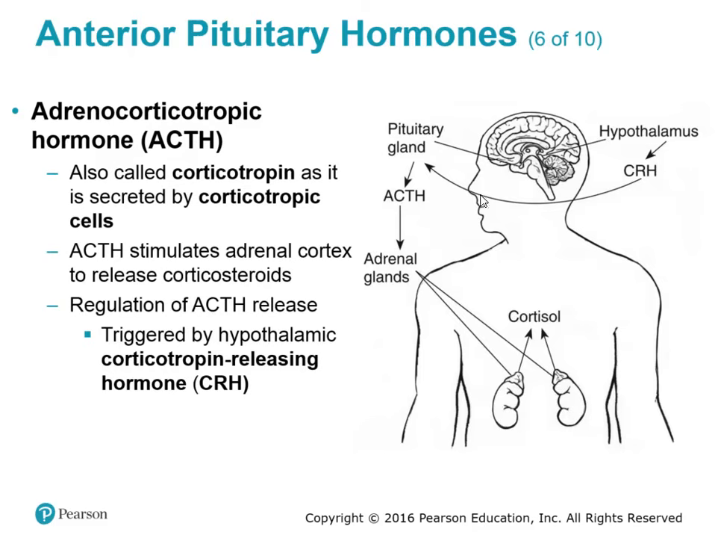So the hypothalamus will secrete its corticotropin releasing hormone. That's going to trigger the pituitary gland to secrete ACTH. ACTH stimulates the adrenal glands to secrete cortisol or other corticosteroids. And this will also operate under a negative feedback. So once cortisol levels have reached what we require, we'll go all the way back to the hypothalamus to turn off the CRH, which would in turn turn off the ACTH, which would turn off the cortisol.